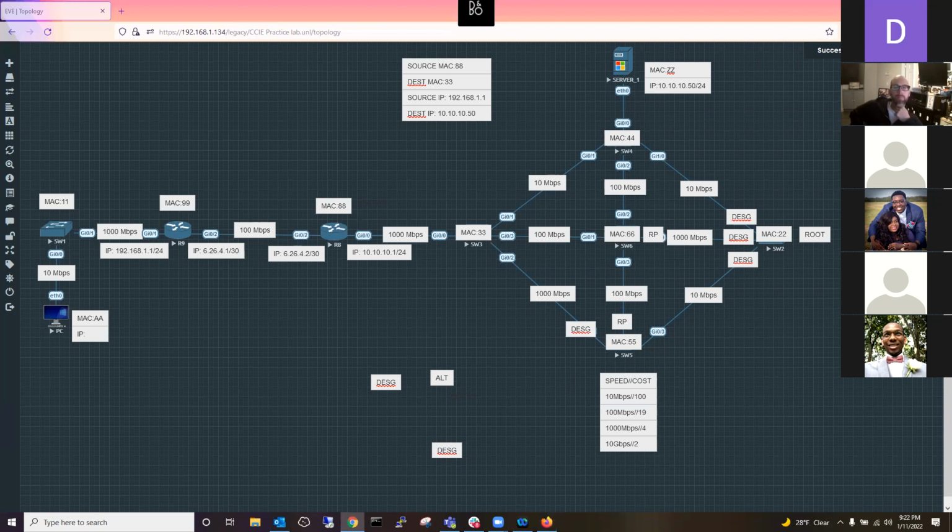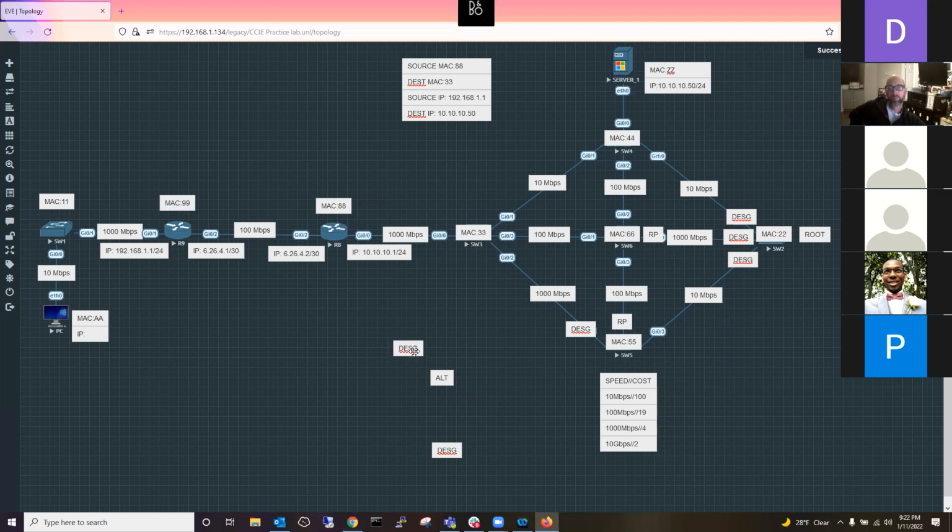Why? Anybody? Why? It stops the loop. Plain and simple. Simple as that. That makes sense, everybody? Yes, sir. That's how you converge spanning tree by hand.